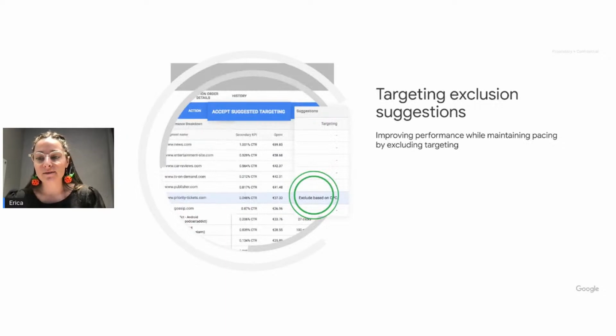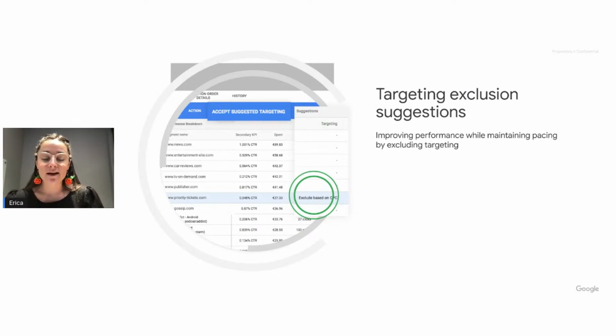And then finally, we have targeting exclusion suggestions. So based on the campaign goals that you're setting at the IO level, the DSP will recognize, based on, say, cost per click, here are certain sites that you can add to an exclusion list, or here are certain genres of sites that aren't performing as well for your specific goals.